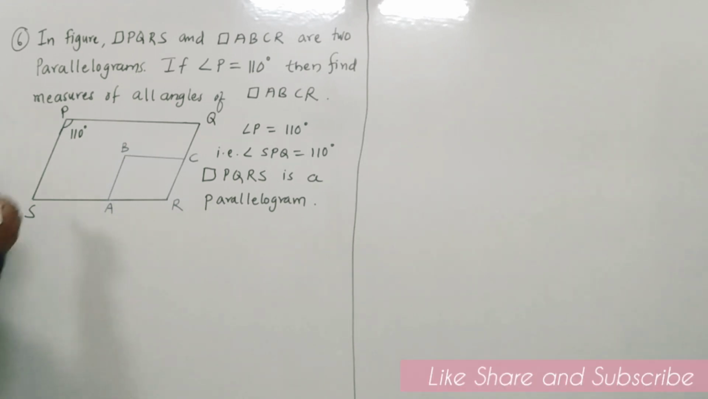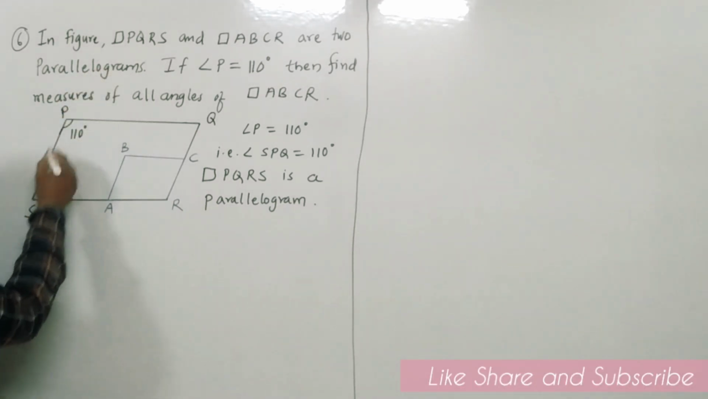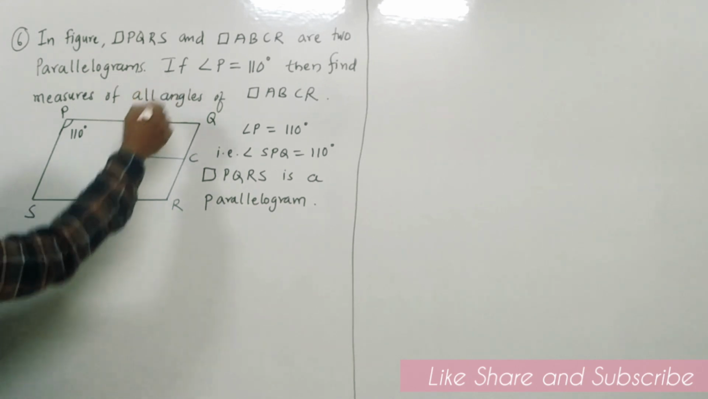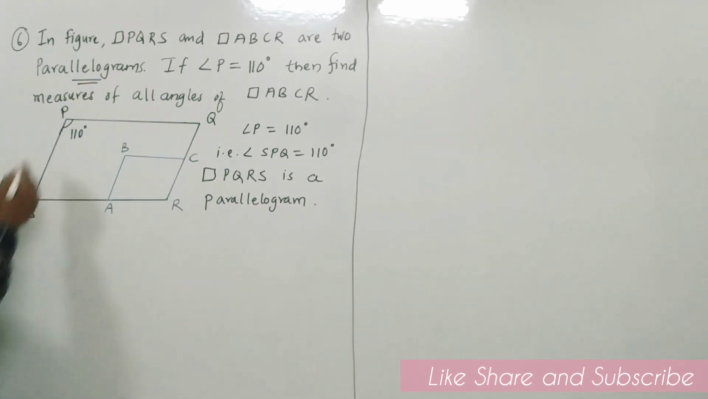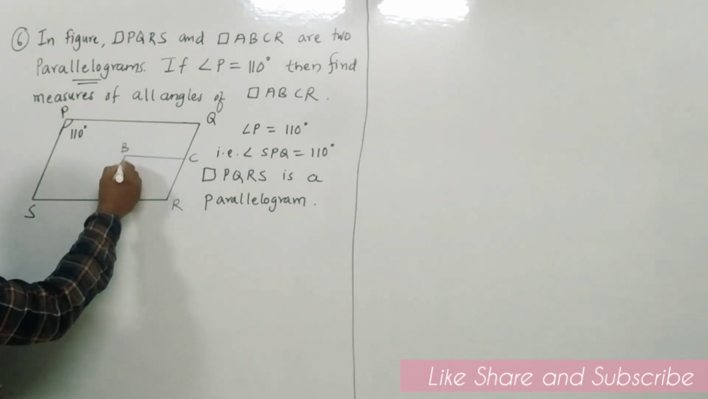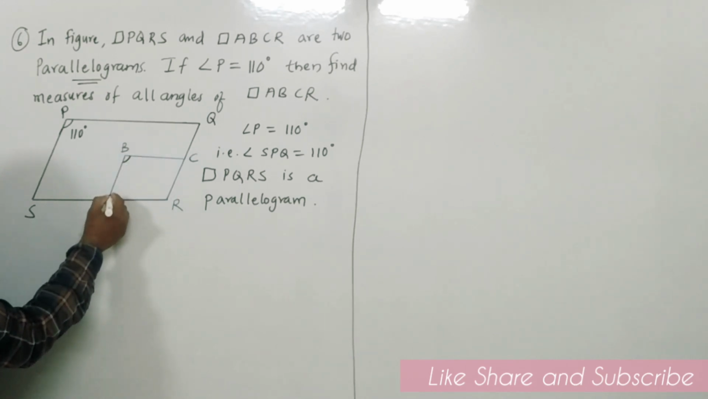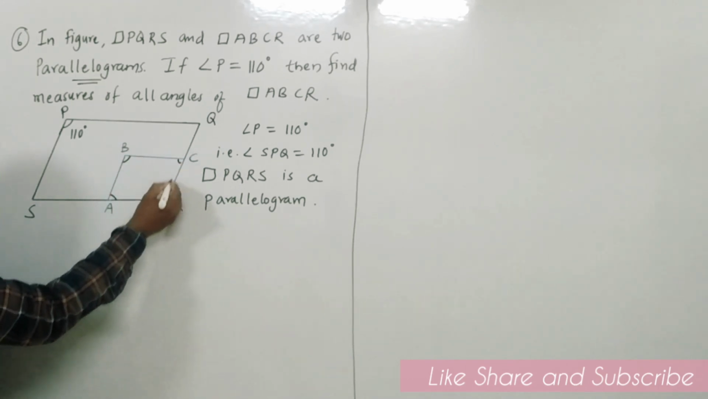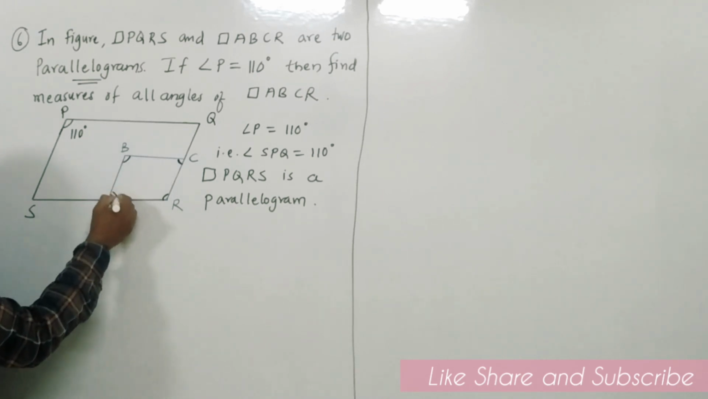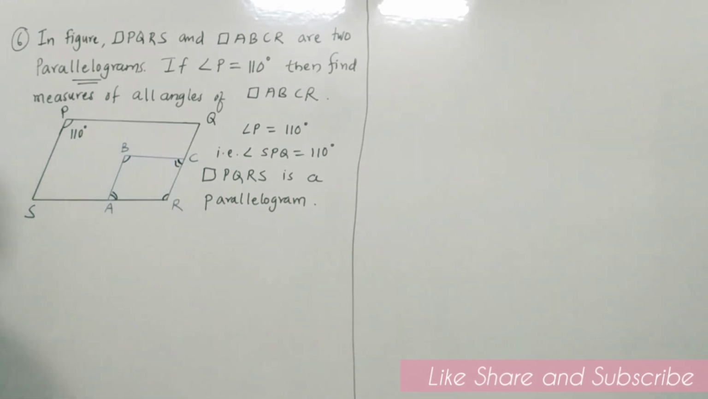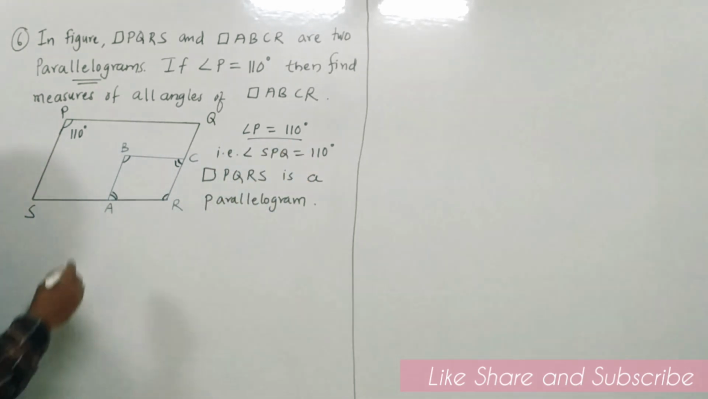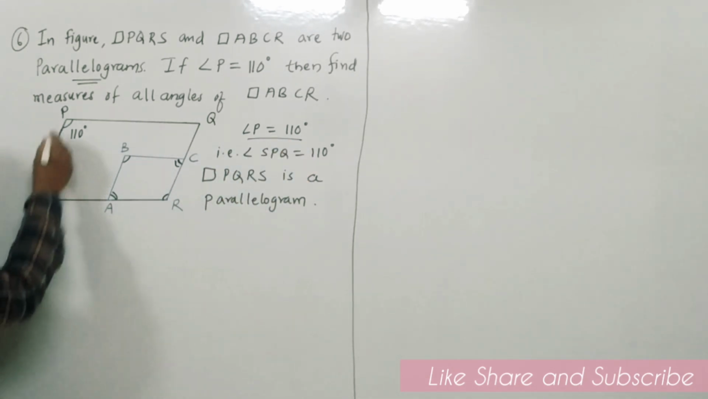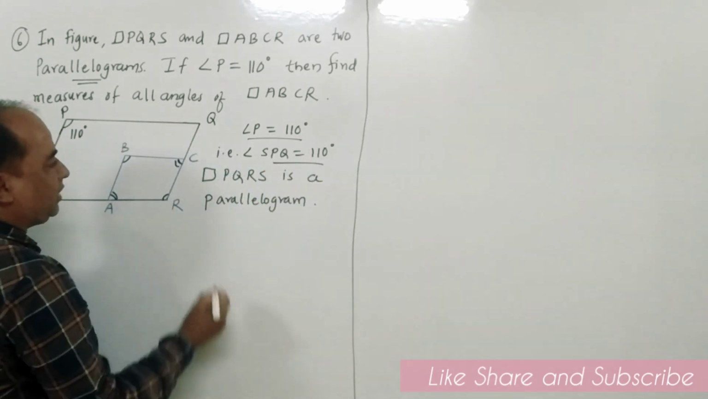Sixth example. In the figure, quadrilateral PQRS and quadrilateral ABCR are two parallelograms. If angle P is equal to 110 degrees, then find the measures of all angles of quadrilateral ABCR. We have to find all these angles of quadrilateral ABCR. So first, the given thing is angle P is equal to 110 degrees. That is, angle SPQ is equal to 110 degrees.